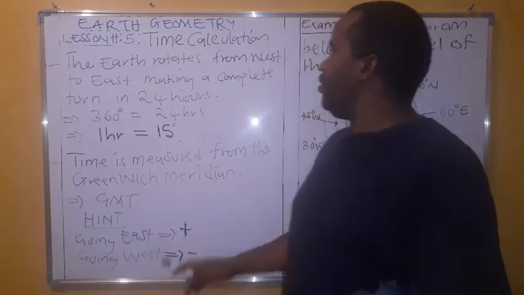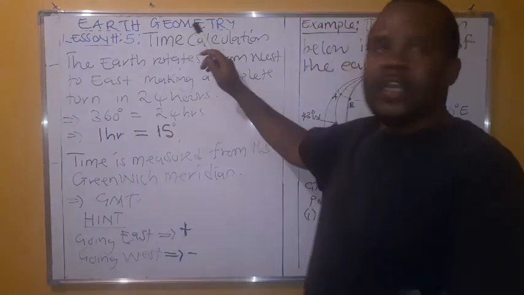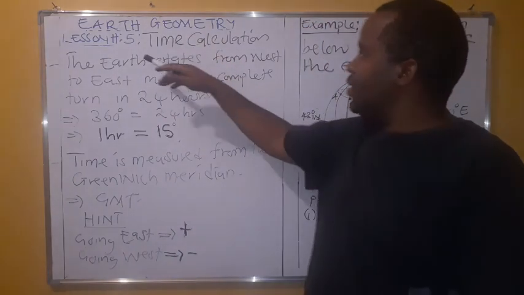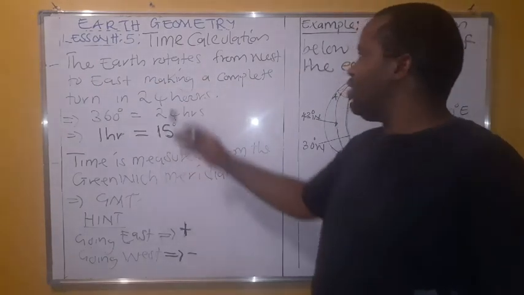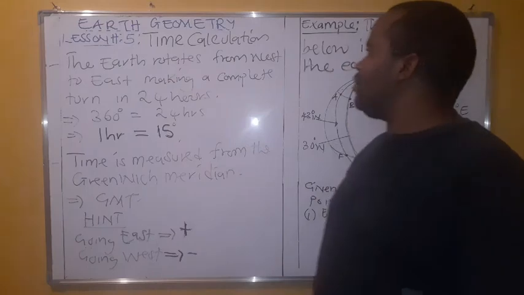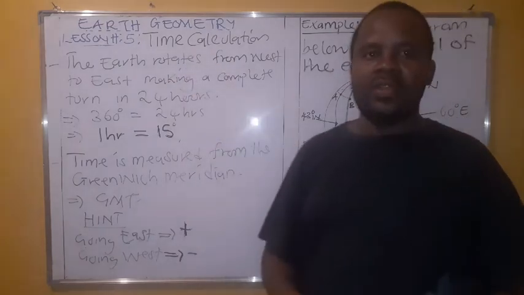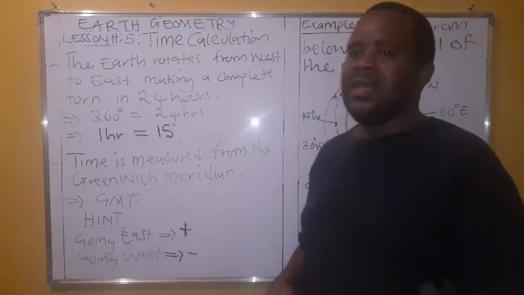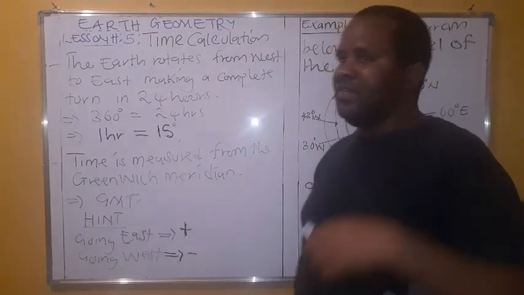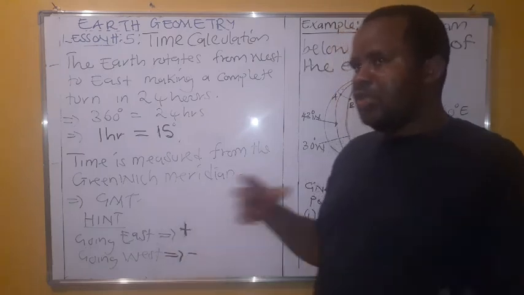So in this lesson, we are continuing with the earth geometry. I must be quick to mention that this is lesson number 5. In this lesson number 5, we want to see the aspect of time calculation. You agree with me that time may not be the same. It could be 10 hours here in Osaka and 17 hours somewhere else. So how do we compute that?